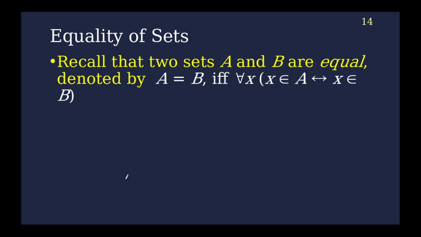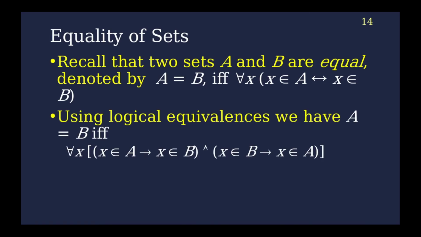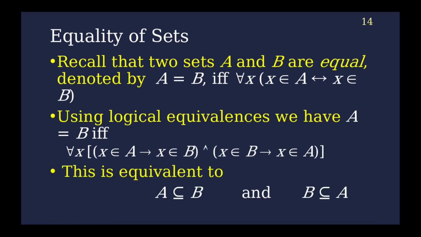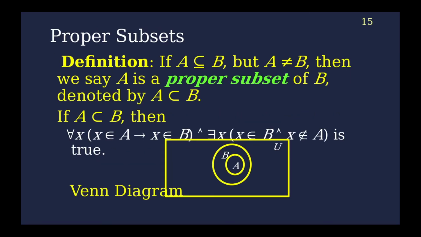Equality of two sets, as I have told you: if A is a subset of B and B is a subset of A, then we call these two sets equal. Next is proper subset. Now we have understood a subset, and now there is the term proper subset. First we will understand the definition and then we will take an example to check the proper subset.